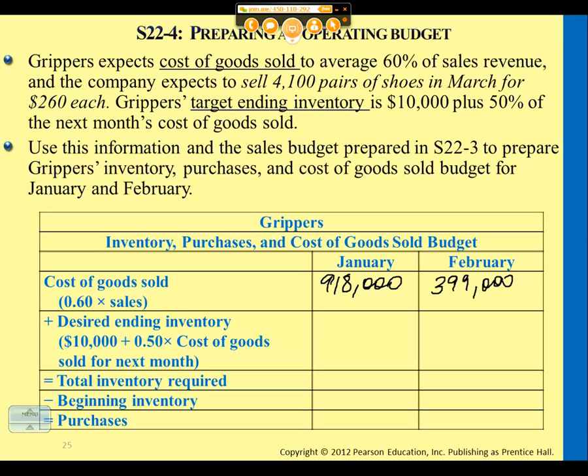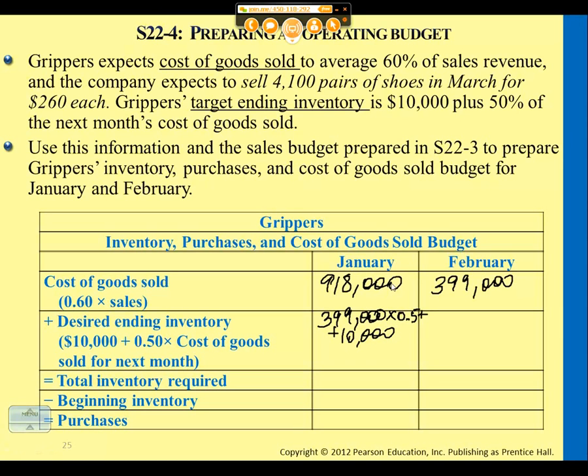Your calculators are off today. How did you find that? I multiplied 5 times February's cost of goods sold. And what is February's cost of goods sold? 399. That's right. So we took 399, multiplied it by 0.5, and then added 10,000.